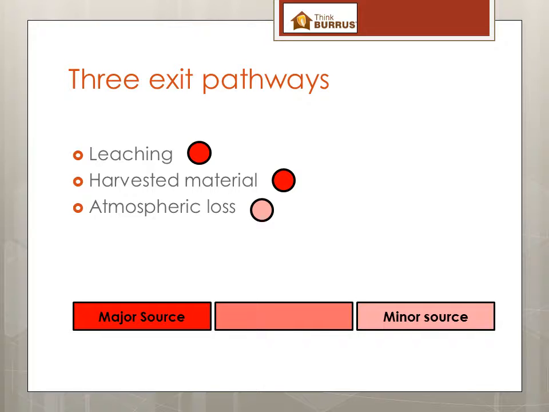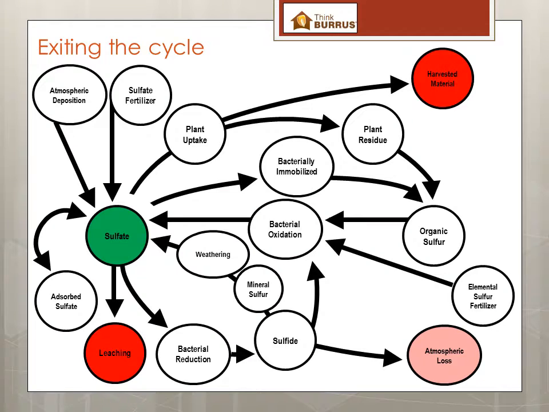So there are really three pathways by which we can lose sulfur from the soil. Leaching is one of the big ones. Harvested material is also a major source of loss. That's why we've color-coded it in this scheme. And atmospheric loss is a source of loss, but it's really a minor source. Once again, harvested material and atmospheric loss will be the subject next time around. Today's subject is leaching. This is the position of each one of those in the cycle. I've highlighted them and given them that same color coding that says whether they're a major or minor source of loss.